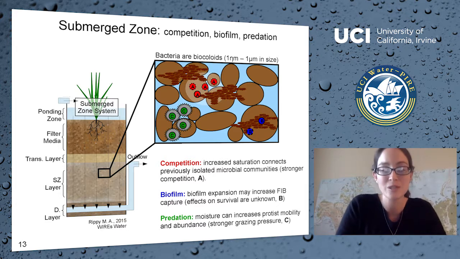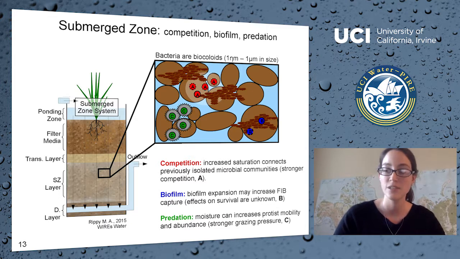Similarly, when we look at biofilm formation, it's possible that the increased moisture in submerged zone systems could lead to more extensive or expansive biofilm growth. And this could increase fecal indicator bacteria capture, but the effects on survival are less well known, and once again are likely to be linked to the actual constituents of that biofilm. So those are shown in particles B and sort of dashed particle B.